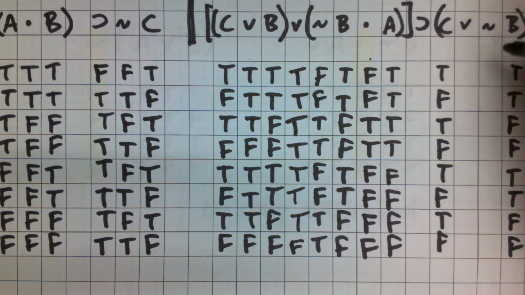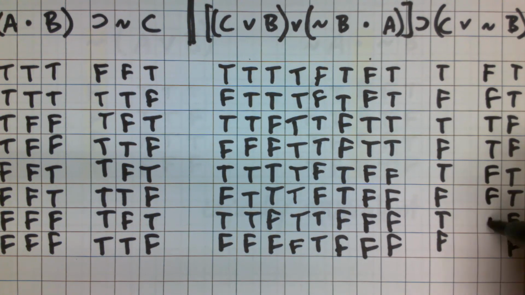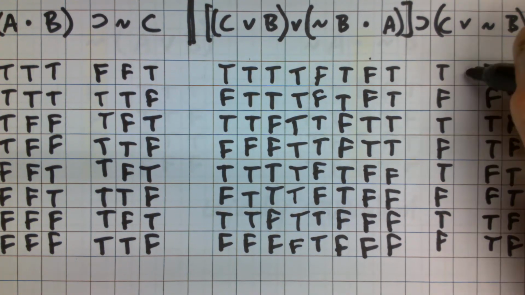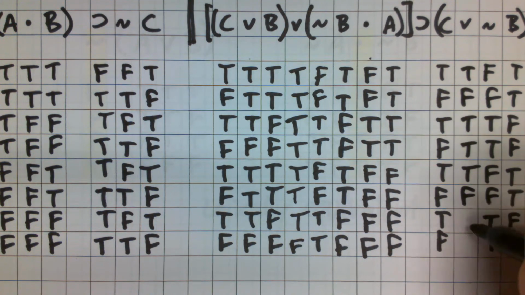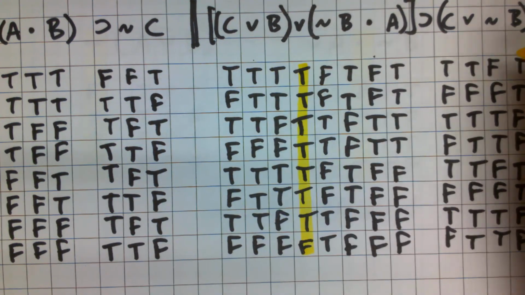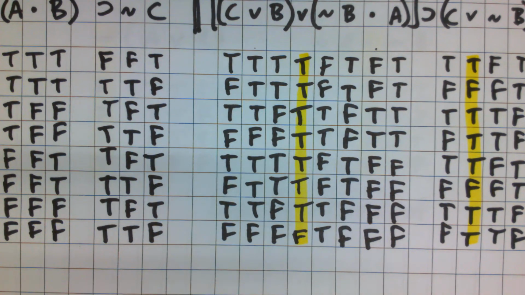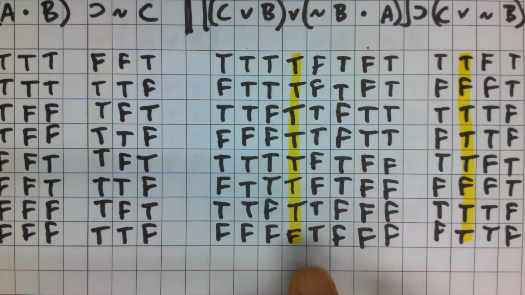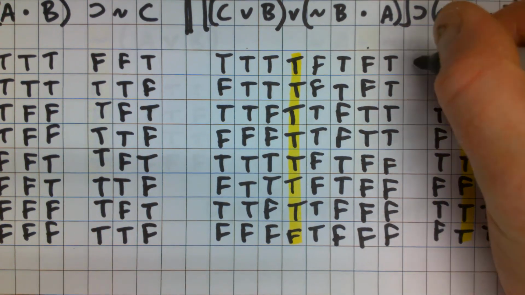Okay. Over here, again, I have a negation. And I have a disjunction. And now I have a conditional claim. And so I'm looking at, let me highlight it, I'm looking at this line and this line. And again, it's only going to be false where the antecedent is true and the consequent is false. In all other cases, it's true.